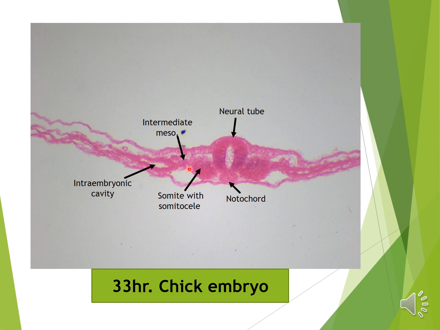And the paraxial mesoderm forms a more compact mass, which forms the mature somite. The mature somite contains a cavity in the center. This cavity is called the somitocele.